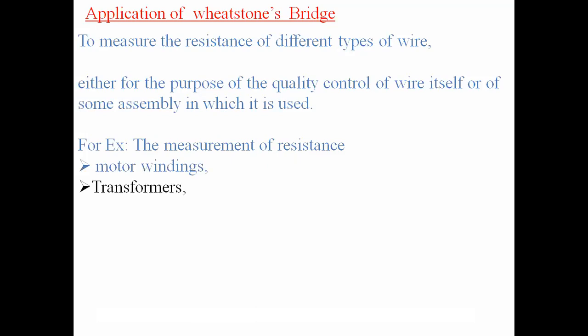Similarly, the resistance of transformers is measured using the Wheatstone bridge. Similarly, we have solenoid valves and relay coils. Solenoid valves are on-off valves, the opening and closing of circuits, from which we can allow some liquid to flow. For the construction of solenoid valves, we use coils.